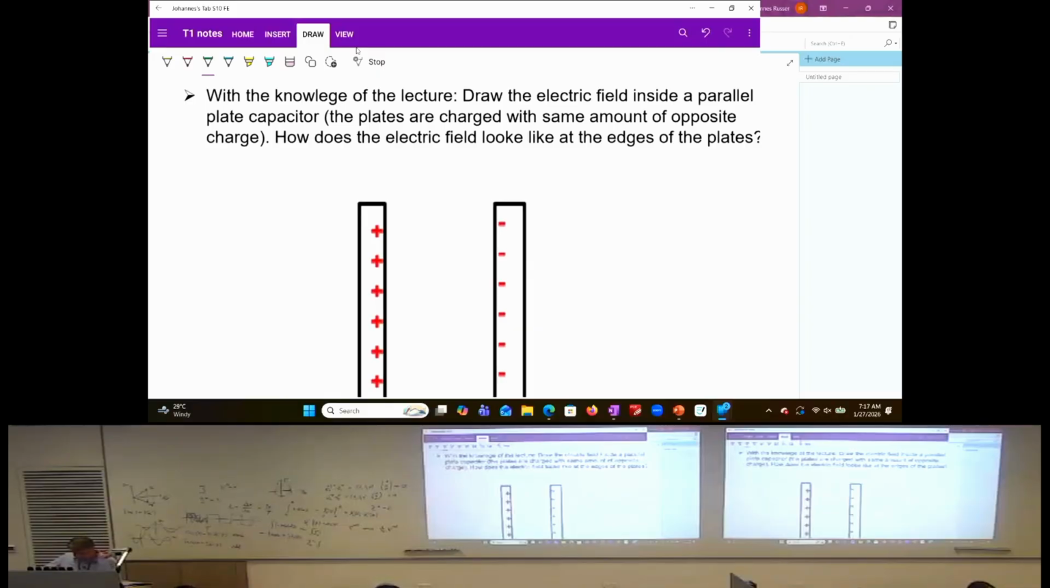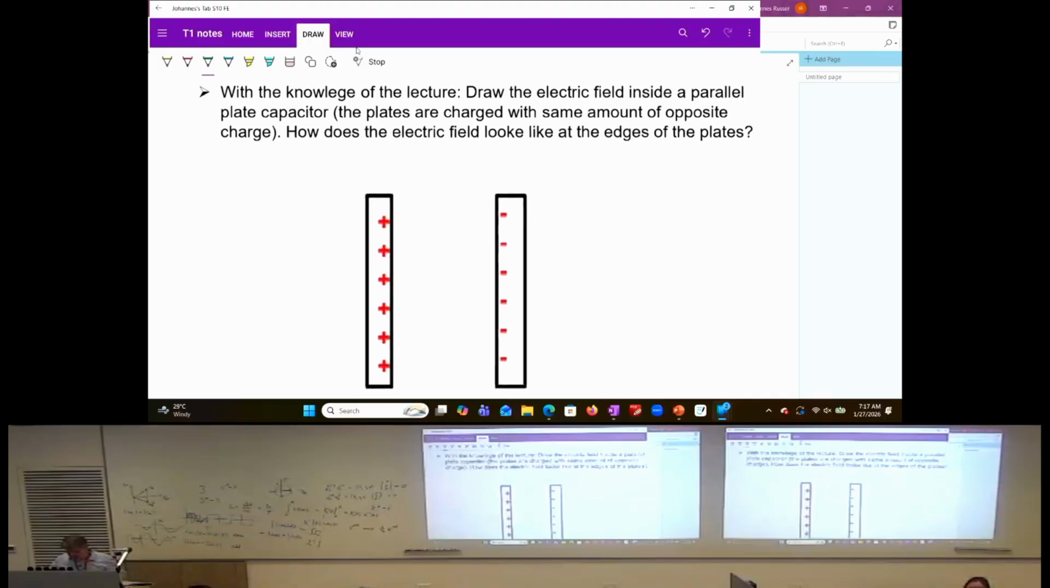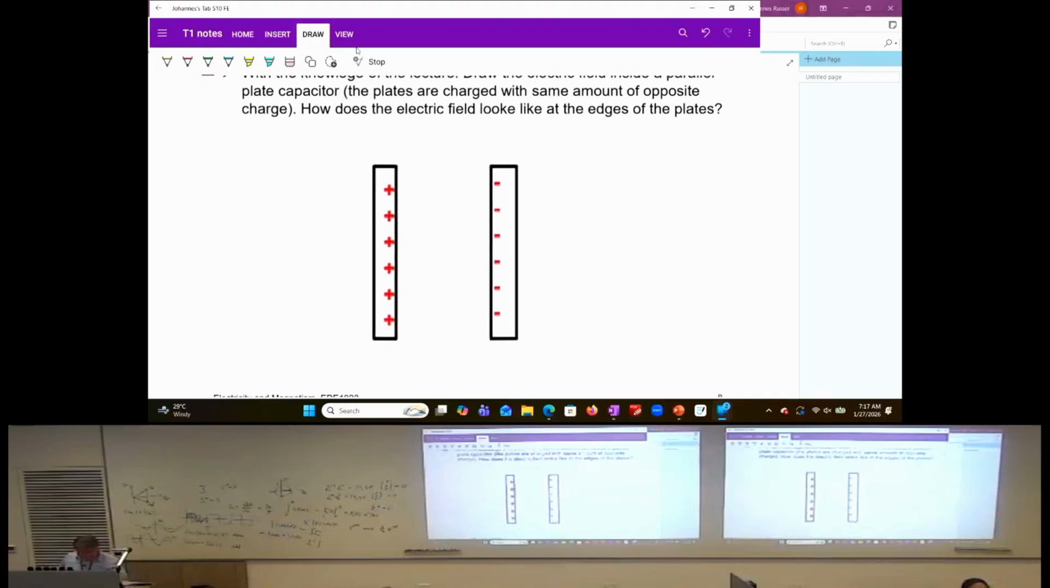Okay, here it says, with the knowledge of the lecture, draw the electric field inside a parallel plate capacitor. The plates are charged with the same amount of opposite charge. How does the electric field look at the edges of the plates? And that you have seen also in the lecture: we have field lines going from plus to minus. And important, that field here is homogeneous. So as for the field lines, what does it mean? How should they appear so that you know that it's a homogeneous field?